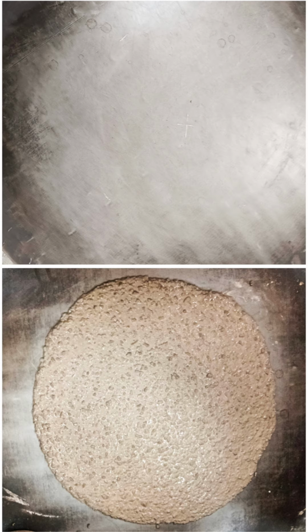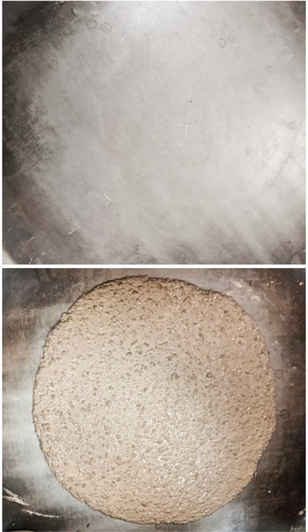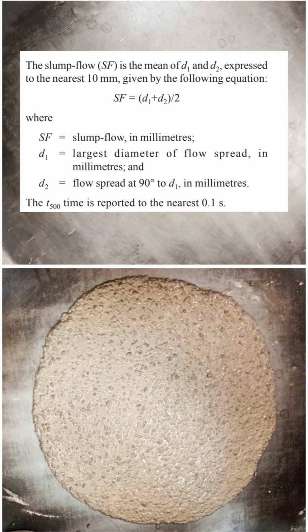In this test, we just have to measure the time it takes to reach a diameter of 500 millimeters, and we also have to record the maximum spread, that is the maximum flow. Then we take another diameter at right angle to that spread, and compute the slump flow as the average of these two diameters, that is (d1 + d2) / 2.